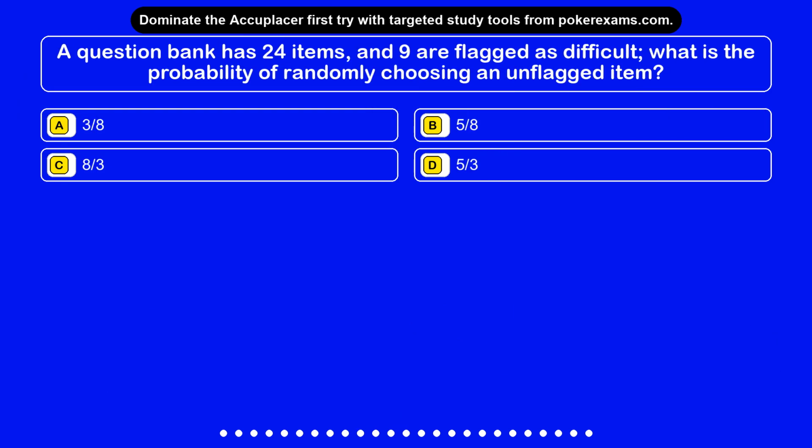Question 10. A question bank has 24 items, and 9 are flagged as difficult. What is the probability of randomly choosing an unflagged item? Option A, 3/8. Option B, 5/8. Option C, 8/3. Option D, 5/3.